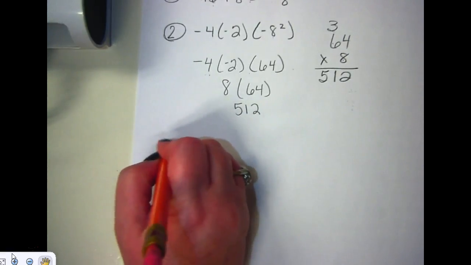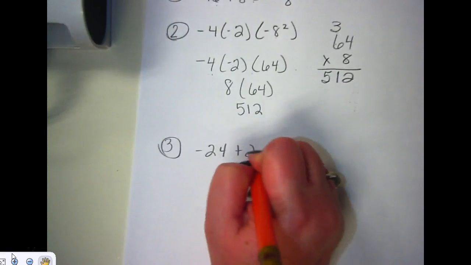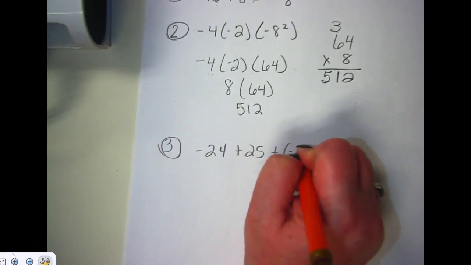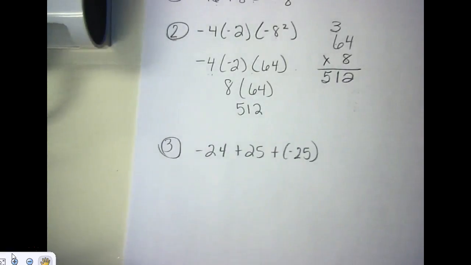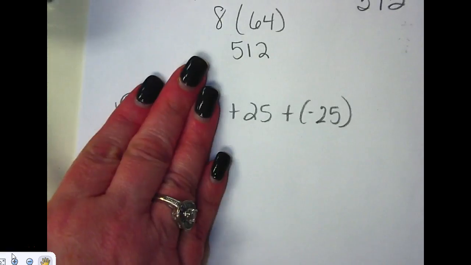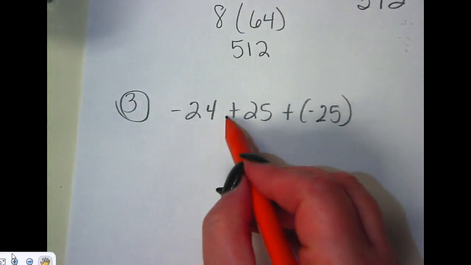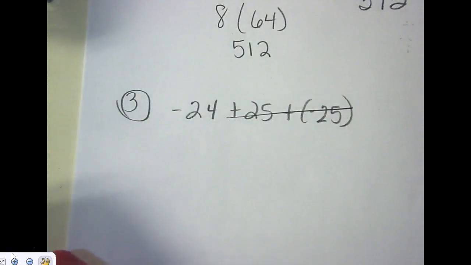All right, number 3. Negative 24 plus 25 plus negative 25. Now, what's interesting about these second two numbers? They are the same number, so they're opposites, or they make a zero pair. They go away. What's your answer?